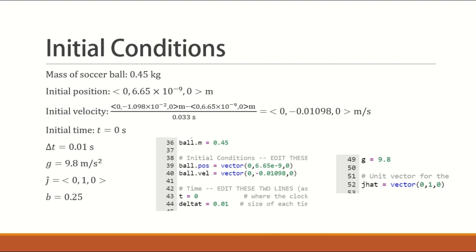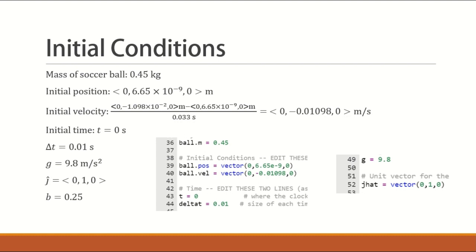Initial conditions. The ball's mass was 0.45 kilograms. Its initial position from Tracker was 6.65 times 10 to the negative 9 meters y hat. I found the ball's initial velocity by taking the second recorded position in Tracker minus the initial position divided by delta t. This gave an initial velocity of 0.01098 meters per second, negative y hat. Time started at 0 seconds, and I chose delta t to equal 0.01 seconds, so I have a very small time step and a more accurate prediction.